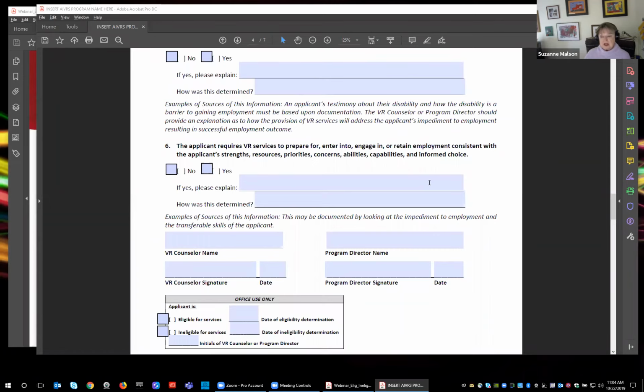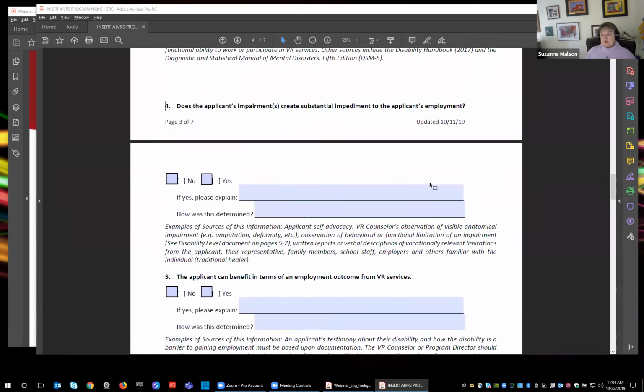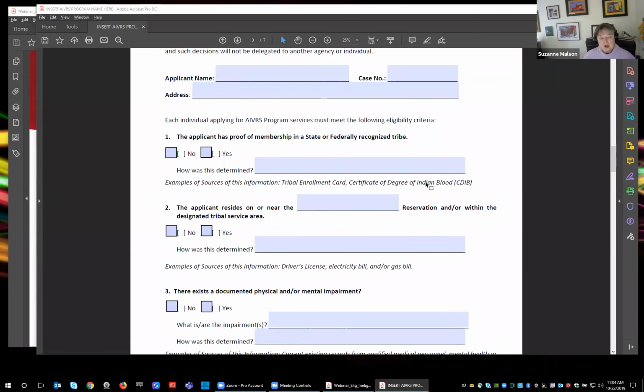But for now, I'd like to leave that one alone for a few minutes and go to a question about number 1. The applicant has proof of membership in a state or federally recognized tribe. Do you all have a policy or a procedure if somebody comes in the door and they don't have proof? Does anybody have any comments, and maybe verbally might be helpful?